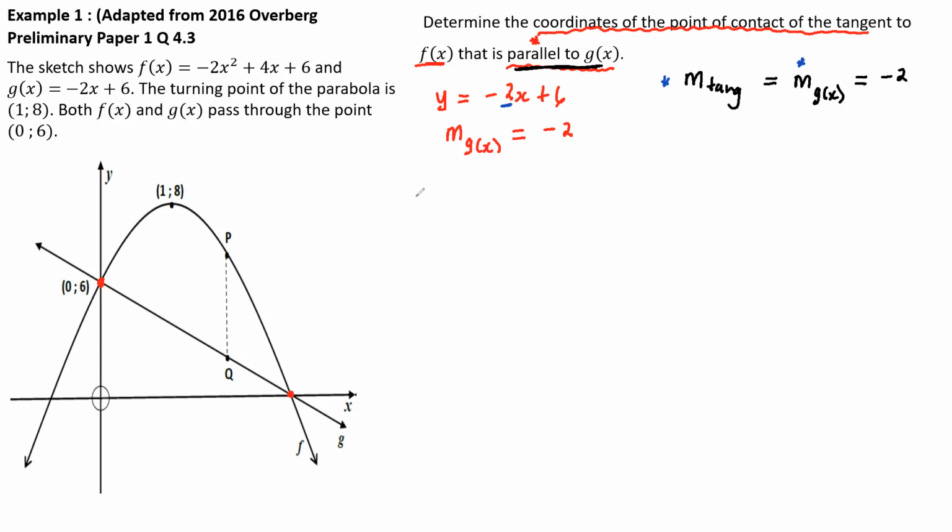From the previous examples, when I was teaching you, I said the derivative of f of x will be equal to the gradient of the tangent. Because the derivative of f of x is the gradient of f of x, it should be equal to the gradient of the tangent. And remember, I am looking for the coordinates of the point of contact. Fine. Now, how do I find the derivative of f of x?